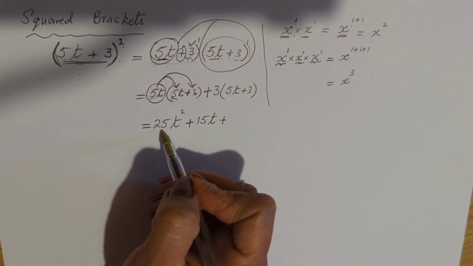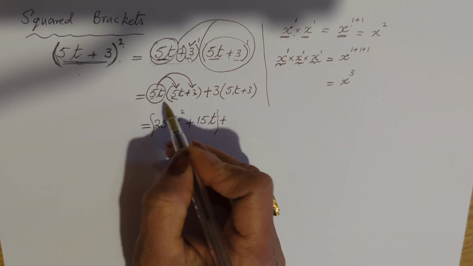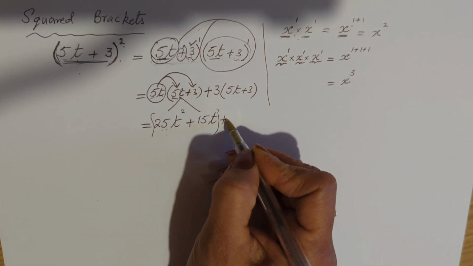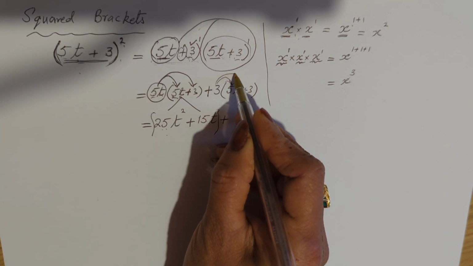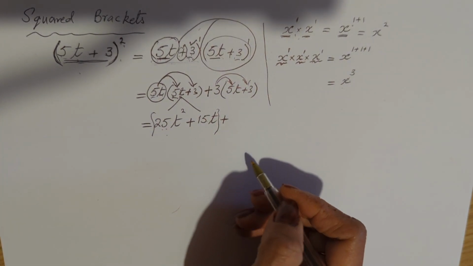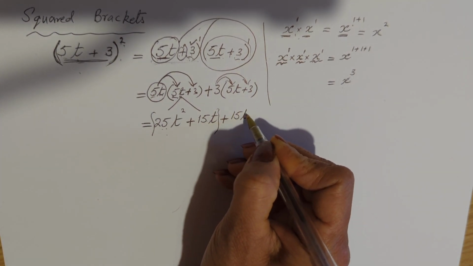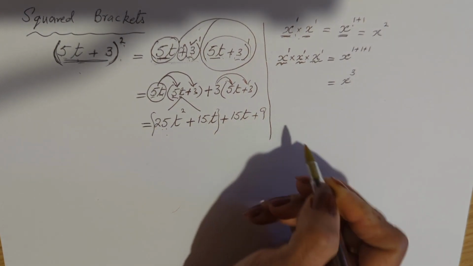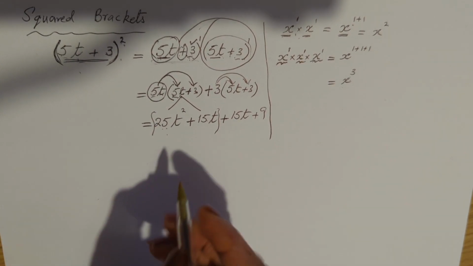So in the answer again we will get two terms, right? It will end here. The answer of this multiplication is here. After that, this plus sign, and then this 3 will multiply by the first term, and then this 3 will multiply by the second term. So 3 multiplied by 5t will give you 15t, and 3 multiplied by 3 will give you plus 9. Right, so in this way we will do multiplication in case of squared brackets.